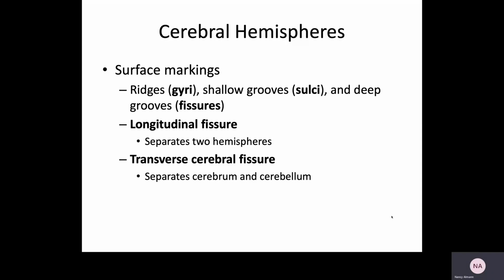Ridges are known as gyrus, which is singular, gyri is plural. There will be shallow grooves, sulcus is singular, sulci is plural. And then there will be deeper grooves, which are known as fissures. The longitudinal fissure will divide the two hemispheres. The transverse cerebral fissure is going to divide the cerebrum from the cerebellum. Cerebellum means little brain.